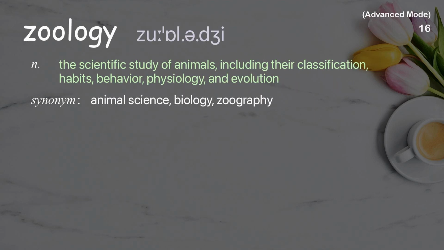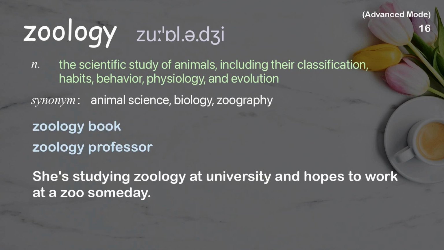Zoology. The scientific study of animals, including their classification, habits, behavior, physiology, and evolution. Examples: Zoology book. Zoology professor. She's studying zoology at university and hopes to work at a zoo someday.